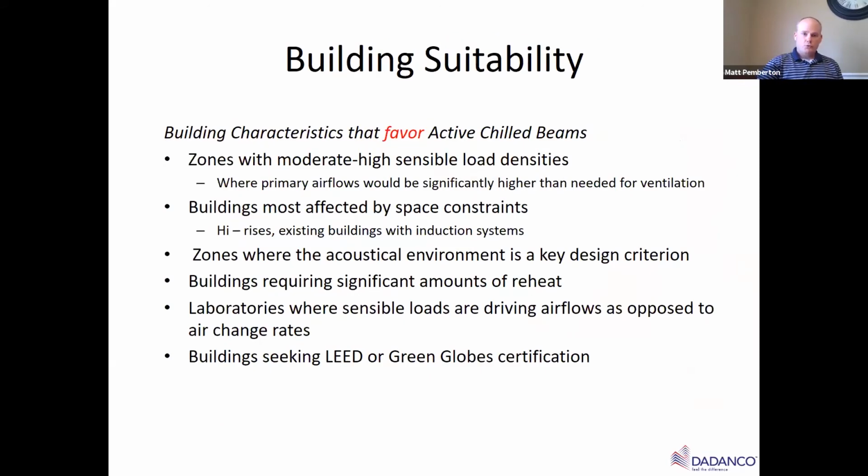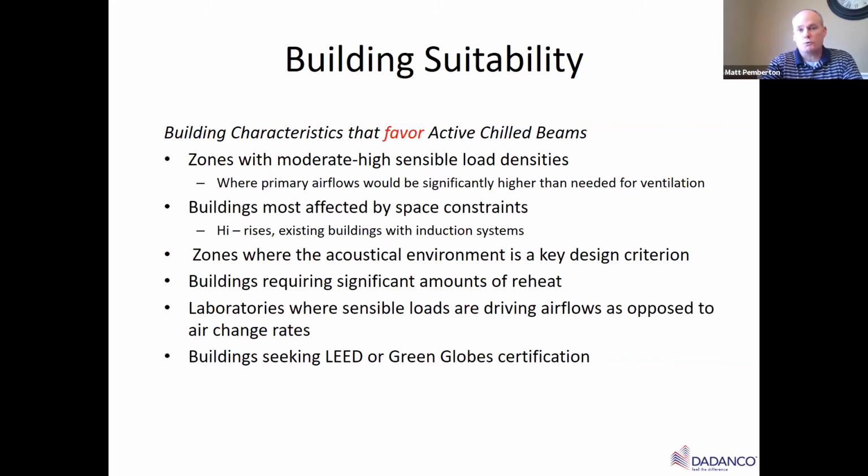So a couple slides I want to go through just quickly. It's important to understand what might favor chill beams and what would not favor chill beams. So a beneficial layout for chill beams might be one with a moderate to high sensible load. We talked about space constraints, low plenums, talked about the acoustical environment, quiet, the library, the judicial chambers, and then laboratory. And also LEED. There's a lot of points to be gained in LEED projects with using a hydronic chill beam system.